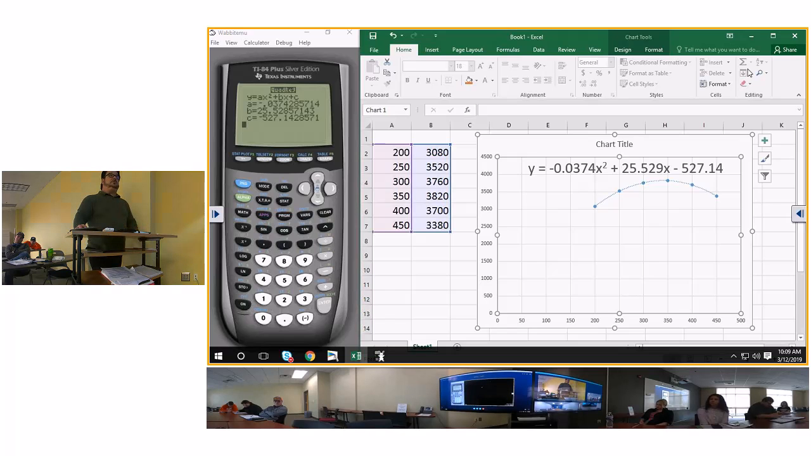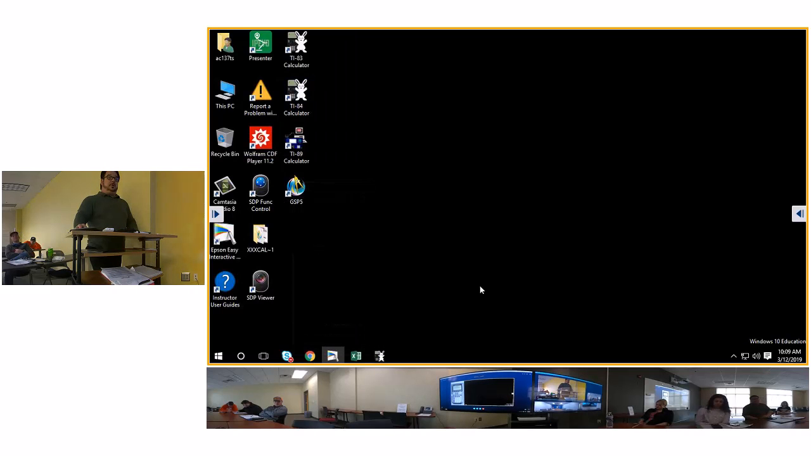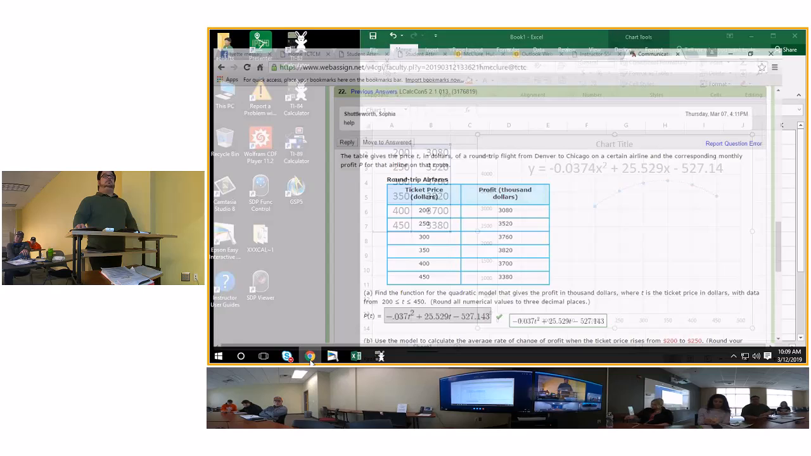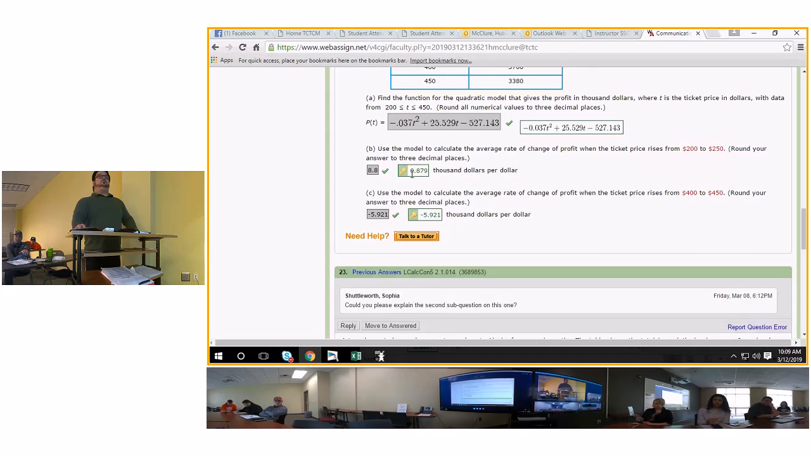Okay. Let's see what the next question is. I want to get on to other questions. I want to get to chapter 3, if I ever get there. Use the model to calculate the average rate of change. So how do we find the derivative of this function? We take 2 times negative 0.37.